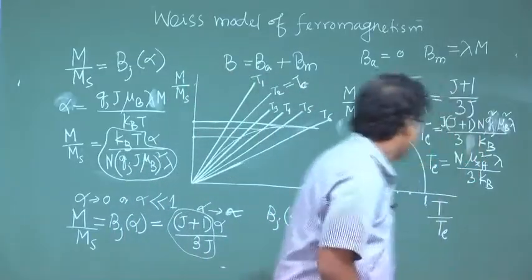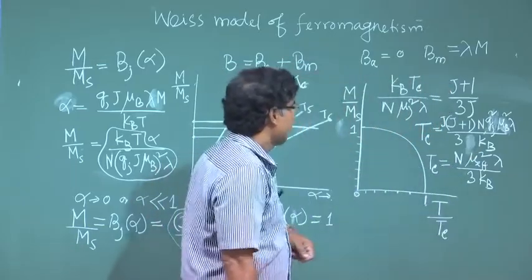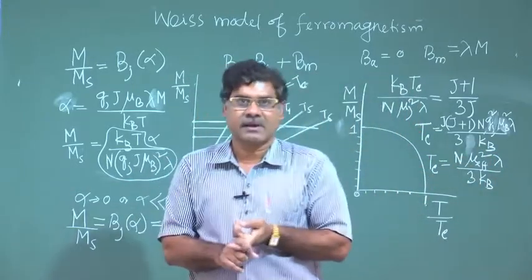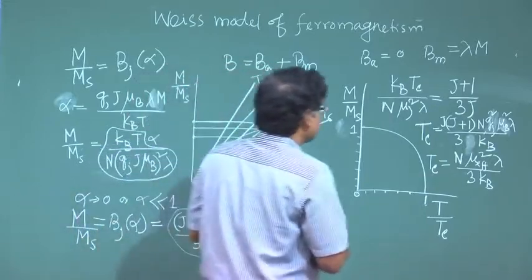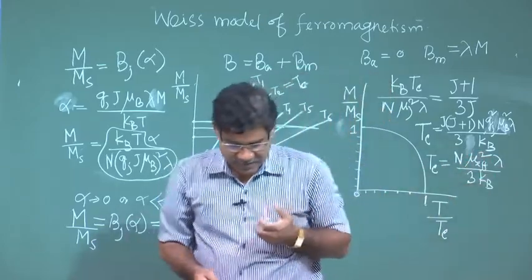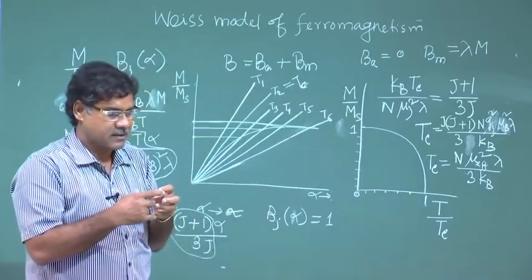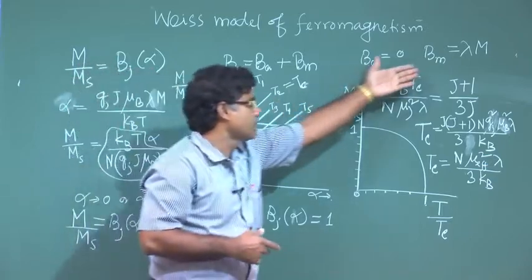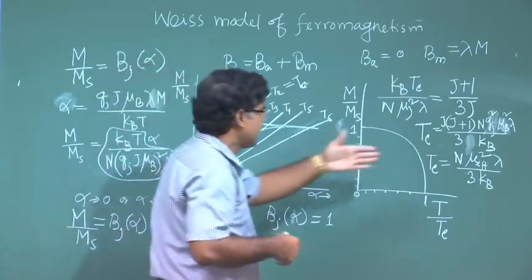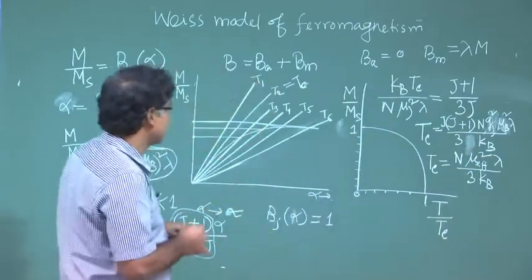So, now I got this relation where Tc and this lambda, the interaction energy constant, are related. So, Tc depends on the material, and in that material, how strongly they are interacting, the origin of this molecular field, how these dipoles are interacting. So, it depends on the strength of that interaction, which is expressed by lambda. It is material dependent. Okay.